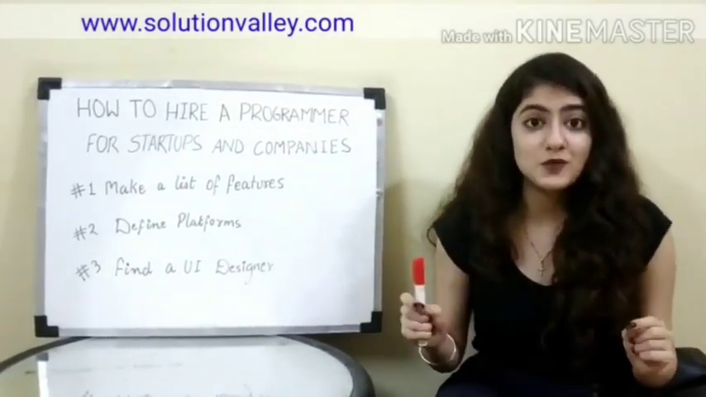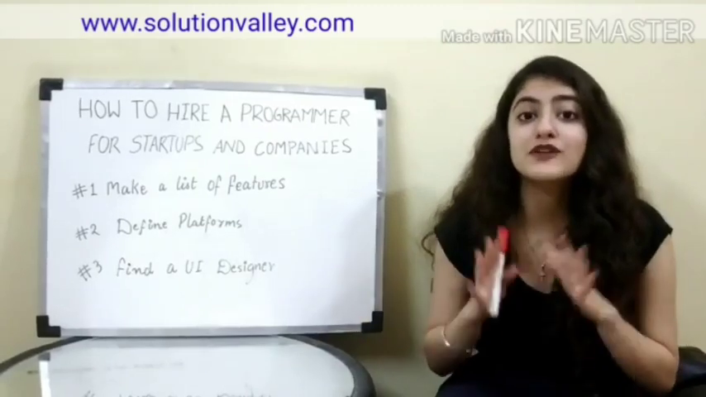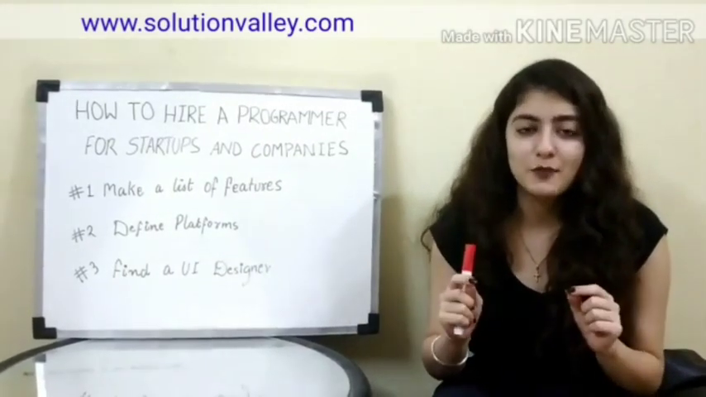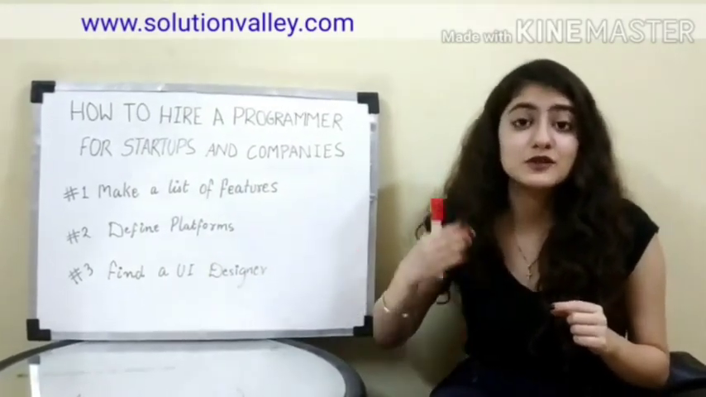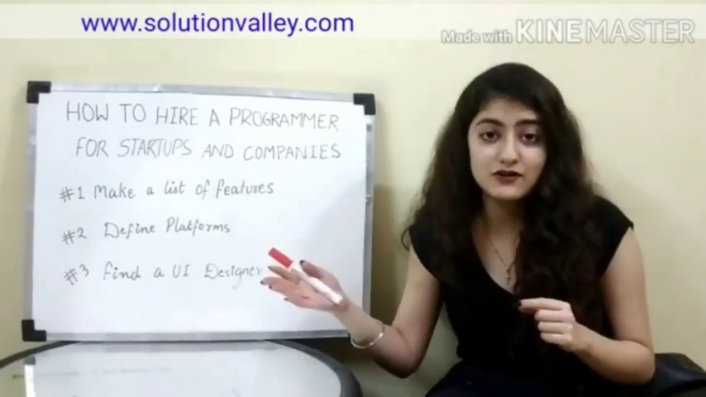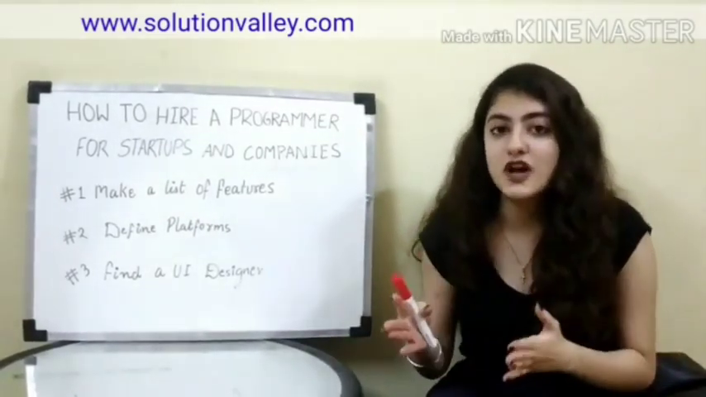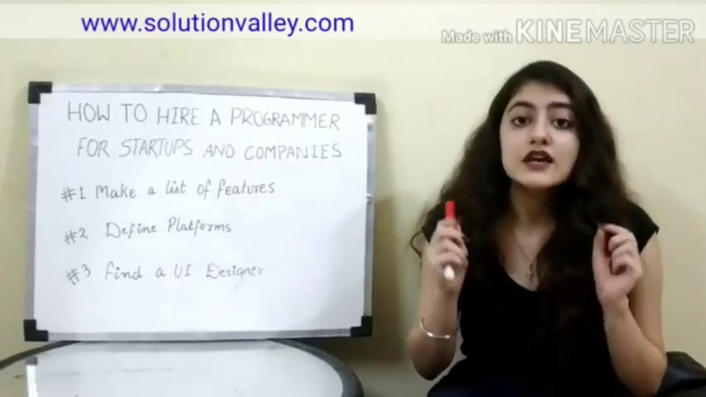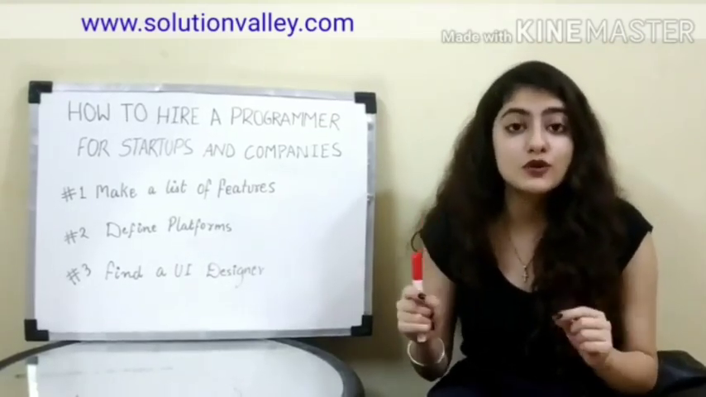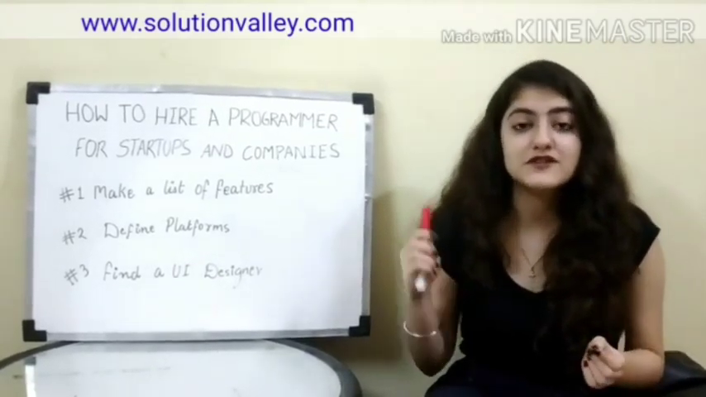And also in this process, do not forget to look up the technology part. For example, if you are developing an app that is going to run on mobile, on Android, you need to look for programmers who know Kotlin or Java. In the case of iOS, you need to look for programmers who know Swift or Objective-C.